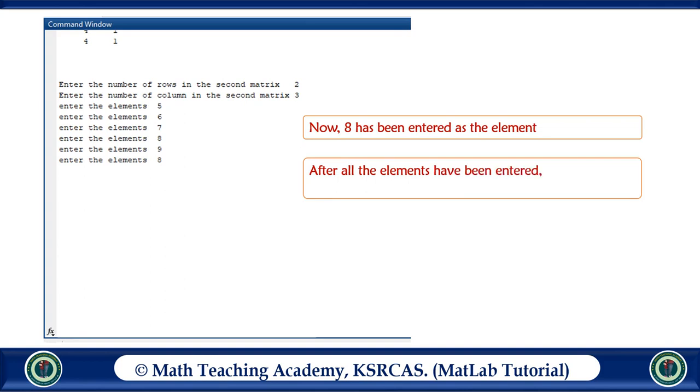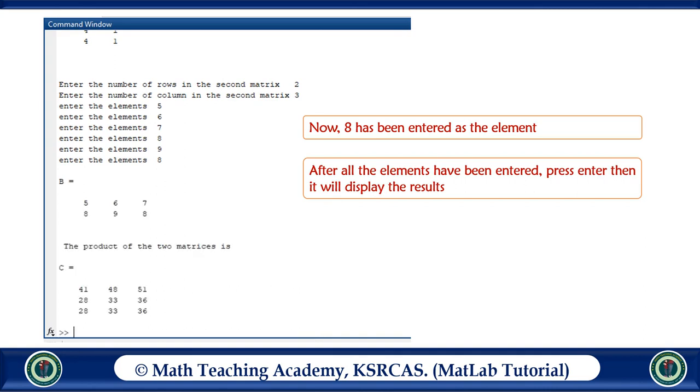After all the elements have been entered, press enter, then it will display the results. So here the B matrix is 5, 6, 7, 8, 9, 8, and the product of the given two matrices is C equal to, in the first row 41, 48, 51, in the second row 28, 33, 36, in the third row you have 28, 33, 36.